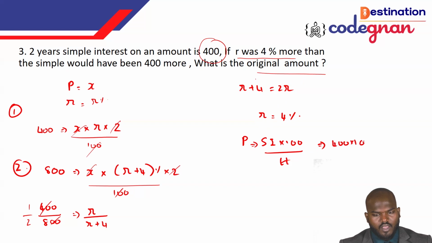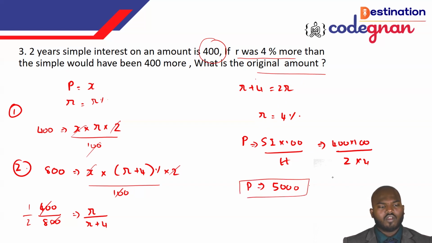So times 100. So 2 times 4, I keep it up. That value will give you the answer, that is 5,000. Okay, so 5,000 is the principal amount I have here. So this is what I am able to get as the answer. Hope you guys understand this one. Is that difficult for you?